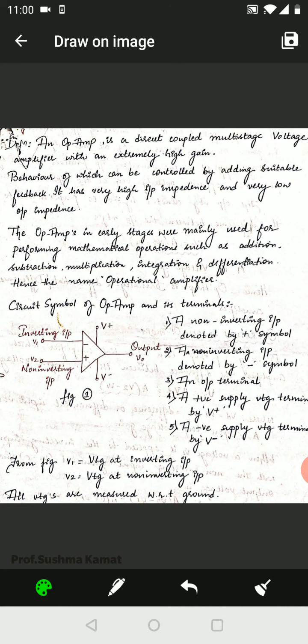Now, the operational amplifier's definition: an op-amp happens to be a directly coupled multi-stage voltage amplifier with extremely high gain. So we call it directly coupled because one stage is providing the output to another stage.